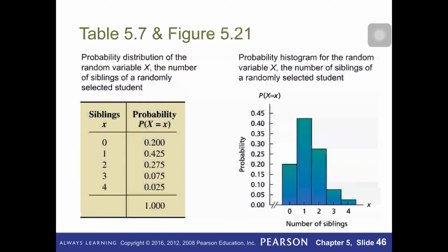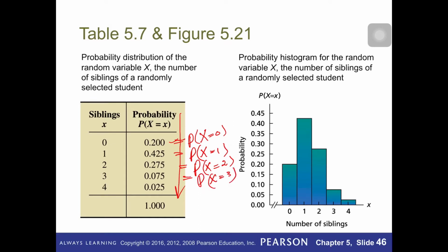Okay, in this case you can see an example. This is the probability distribution of x. When x equals 0, which means there is no siblings, probability is 0.2. If x equals 1, okay, I'll write it down here. This is probability of capital X equals 0. This is probability of capital X equals 1. This is probability of capital X equals 2. Probability of capital X equals 3. Last one, probability of X equals 4.